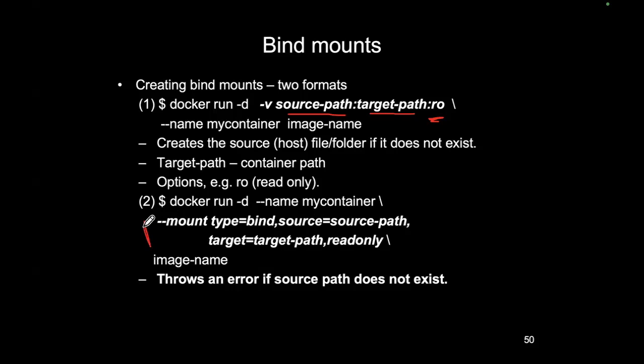between the host machine and a container. The only difference when you use this --mount form is that it's going to throw an error at runtime if the source path doesn't exist. So it's slightly different behavior to the -v option.